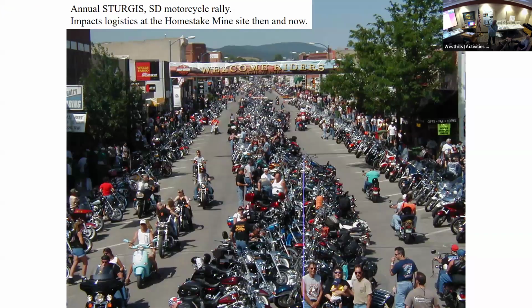And of course, the Sturgis Motorcycle Rally does have impacts. Everything pretty much slows down to a crawl because you can't get anything in or out. Work continues, but they plan ahead for supplies.